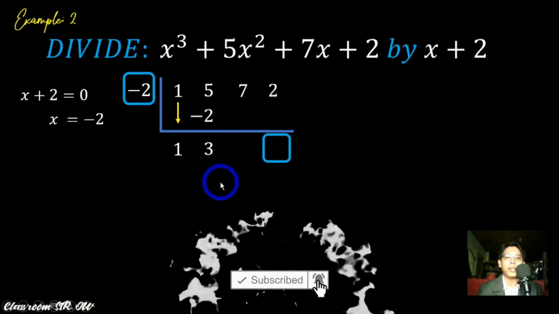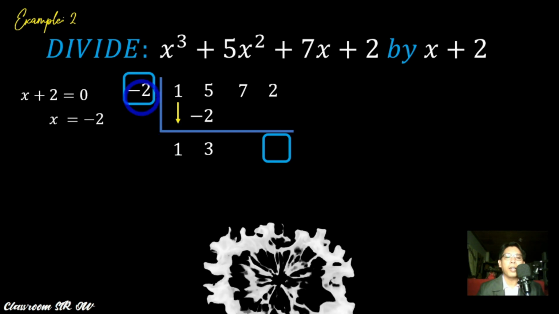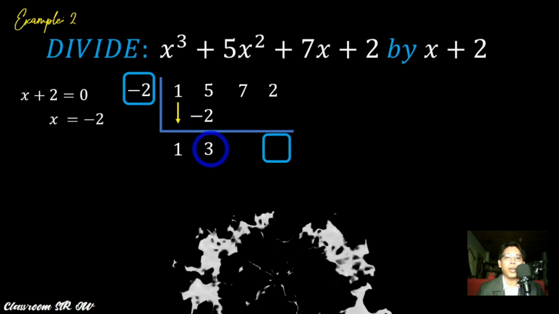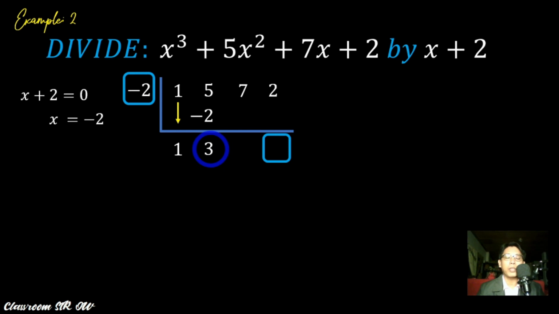Then we will go back to the first step. We will multiply negative 2 and 3. Negative 2 times 3 is negative 6, and we will place it below 7. It should be a line. After that, we will add 7 and negative 6. And again, they are unlike signs, so we will subtract them. 7 minus 6 is, of course, positive 1.